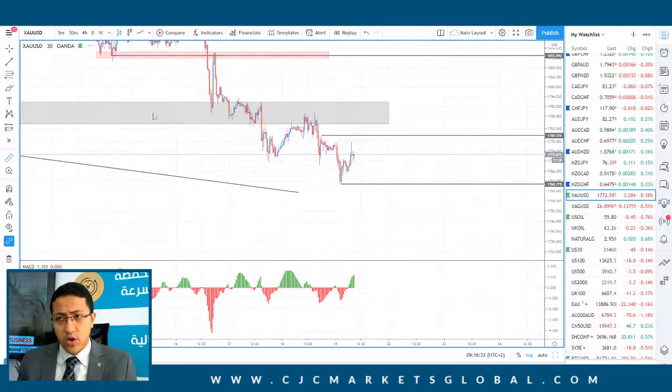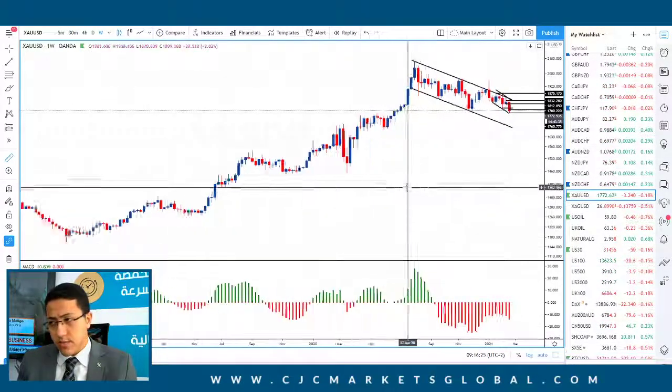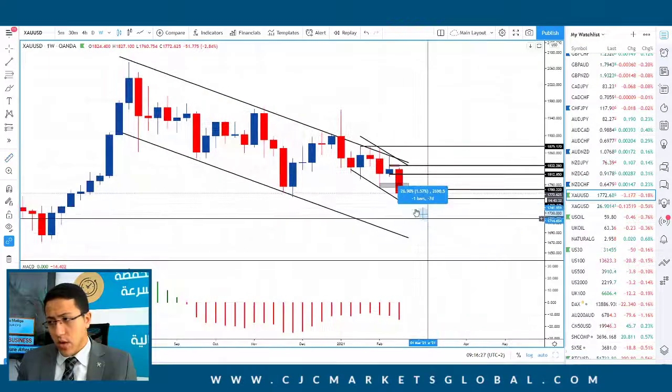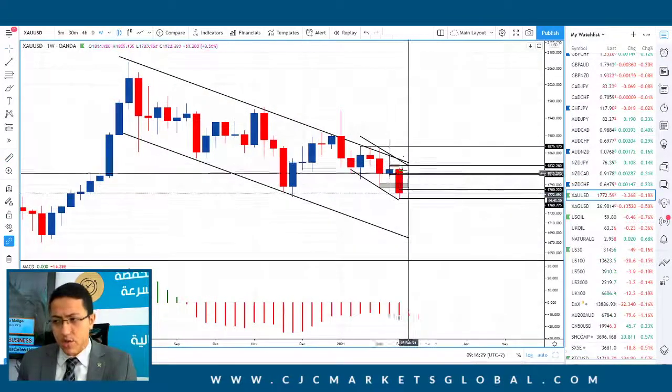Basically, if we have a look at the weekly candle, we are having such a bearish candle for this week.